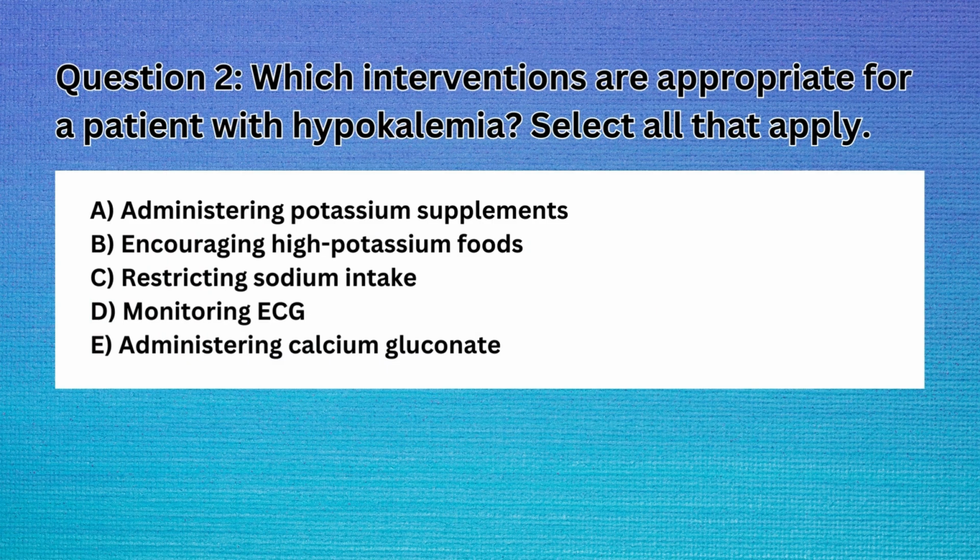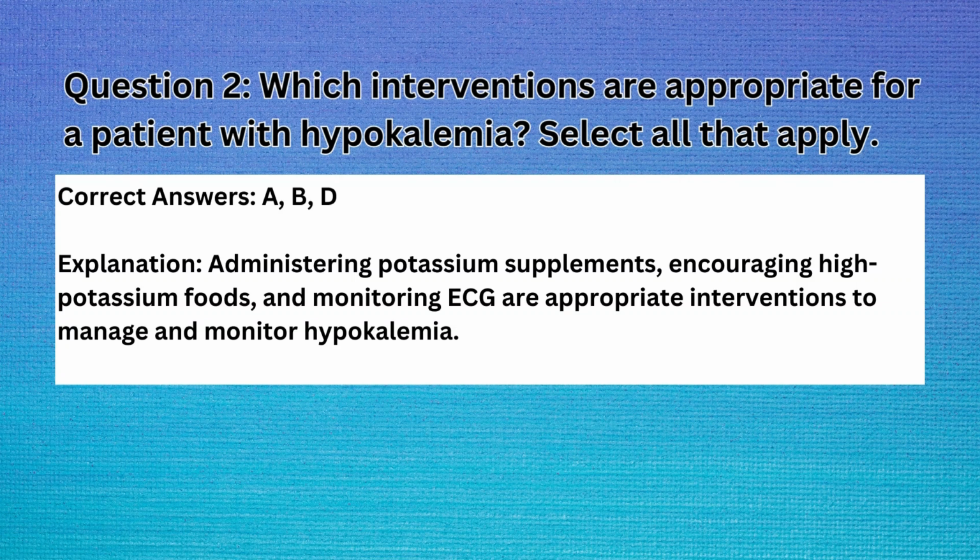Question 2. Which interventions are appropriate for a patient with hypokalemia? Select all that apply. A. Administering potassium supplements. B. Encouraging high potassium foods. C. Restricting sodium intake. D. Monitoring ECG. E. Administering calcium gluconate. Correct answers: A, B, D. Explanation: administering potassium supplements, encouraging high potassium foods, and monitoring ECG are appropriate interventions to manage and monitor hypokalemia.